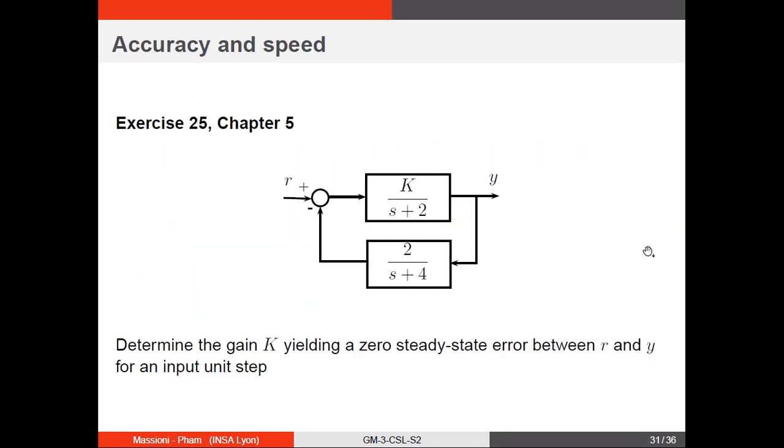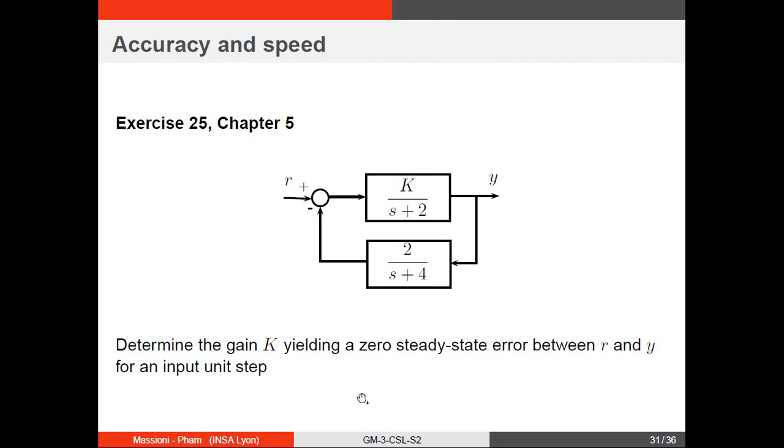So, two final exercises for this class. This is found in the booklet. We have this system over here in closed loop, which, if you got my explanation, you can straight away decide whether it is stable or not from R to Y. And the point here is to determine the gain K, which yields a zero steady state error. Pay attention between R and Y. It is not this the error. This is not Y, so it is something that is not shown. It's R minus Y for an input unit step.